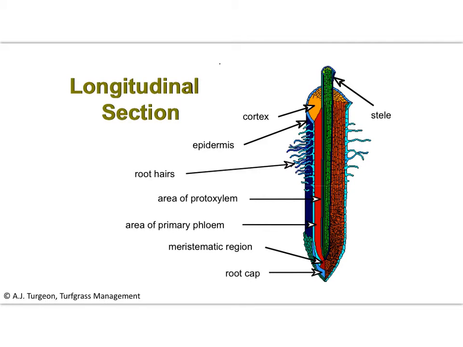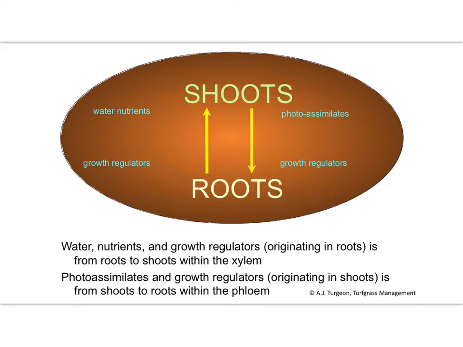Here's a longitudinal look at the root. The only thing that stands out different from the cross-section is the term protoxylem. Protoxylem forms early in a young root development and is structurally smaller than the more mature xylem development, which is known as the secondary xylem. The transport of water, nutrients, and photosynthates occurs via the xylem and the phloem.